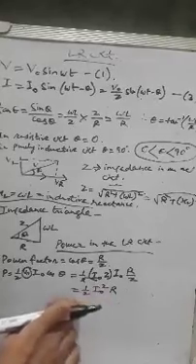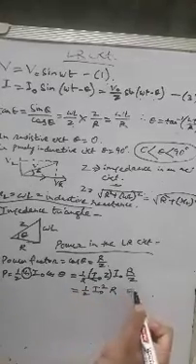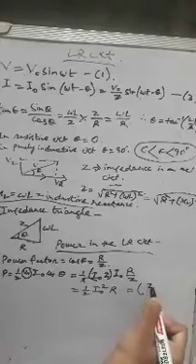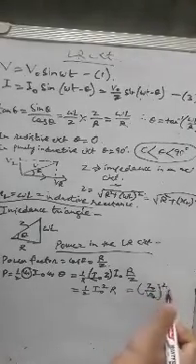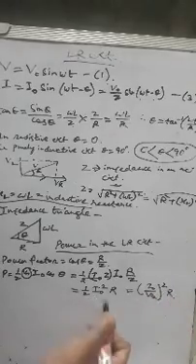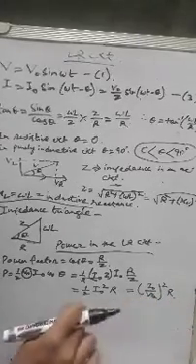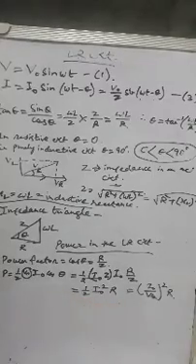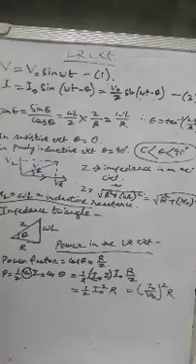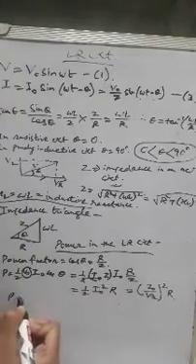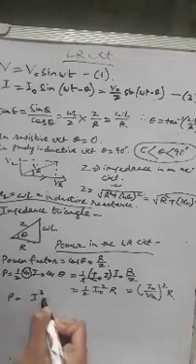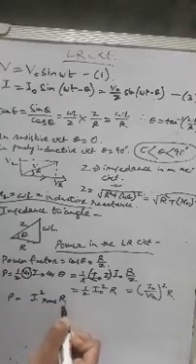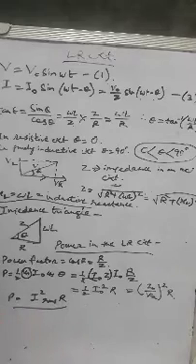Again, I can write this in the mathematical form: I naught by root 2, whole square, R. Because root 2 into root 2 will give you 2, I can write this in this way. So finally, P will be equal to I square RMS R. I can write this, the final thing.